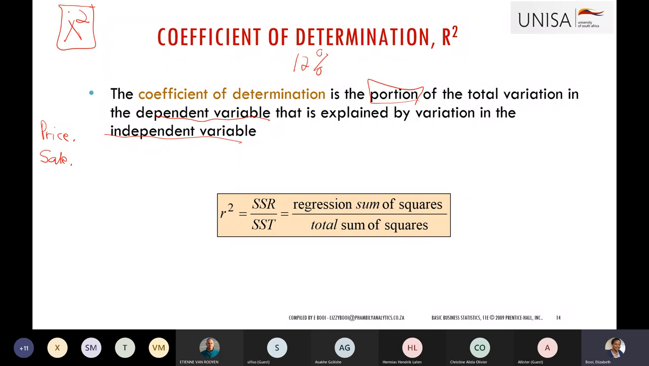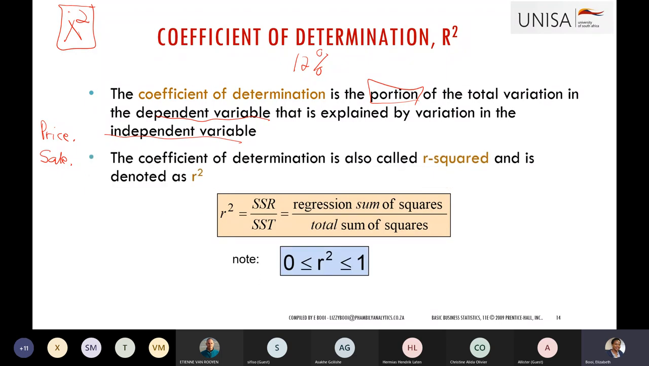So how do I interpret this? I will say 12% of the total variation in the price of bread is explained by the variation in the number of sales of bread, or people who bought. That's how you're going to interpret it. Just as straightforward as that.